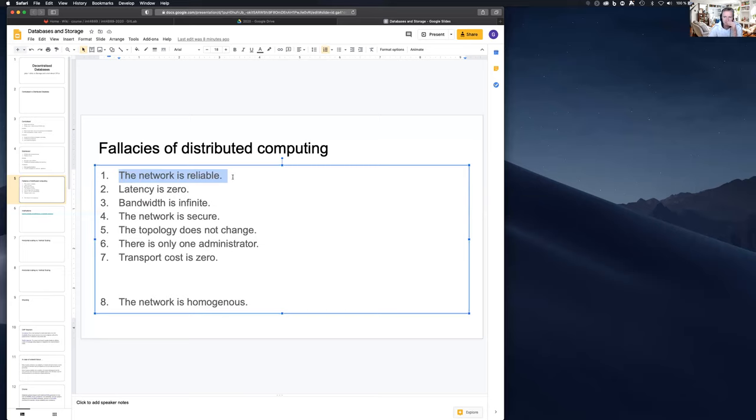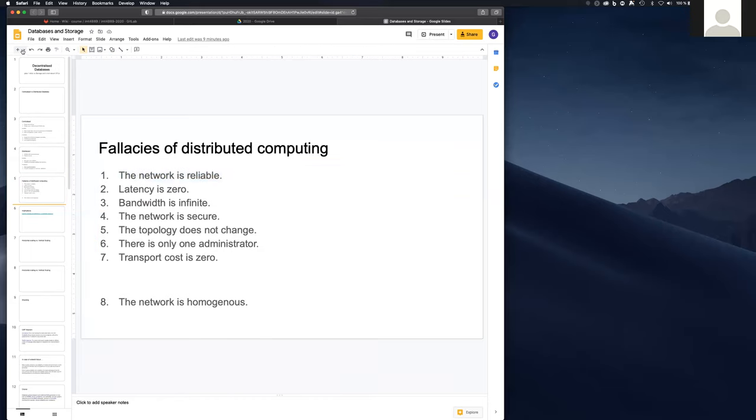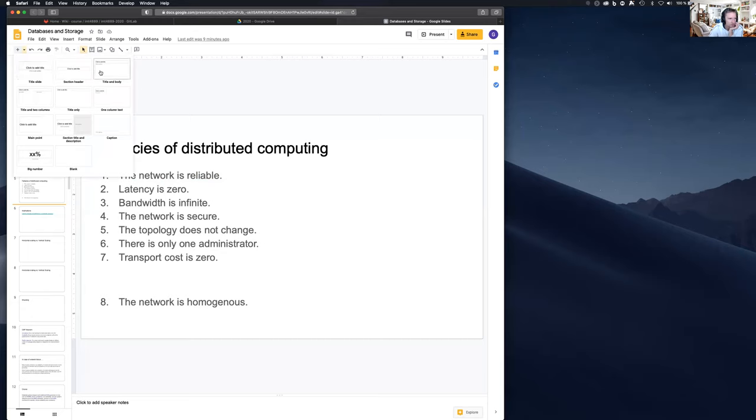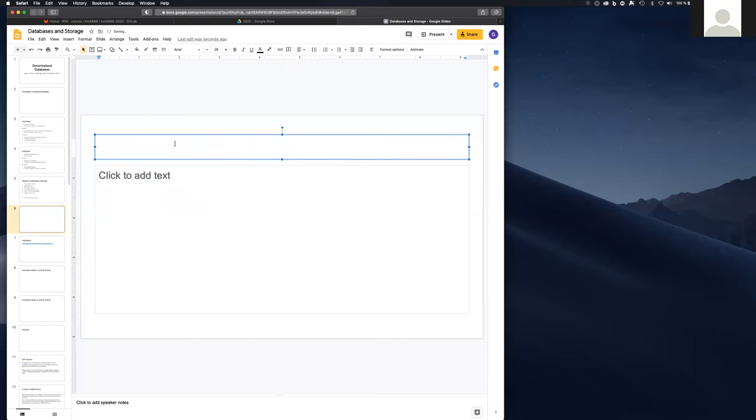Yeah, Nikolai? Well, for the first one, I think that there could be some loss of data from the client side, for example. Mm-hmm. So there are several edge cases that aren't covered if you think that the network is always reliable. Yeah, that's right. So loss of data, that's a good one.